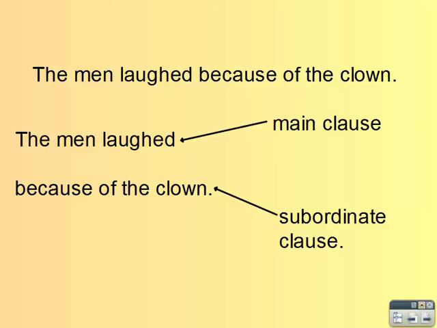So in this complex sentence, the man laughed because of the clown, the first clause, the man laughed, can stand by itself. Because of the clown is what we call a subordinate clause.